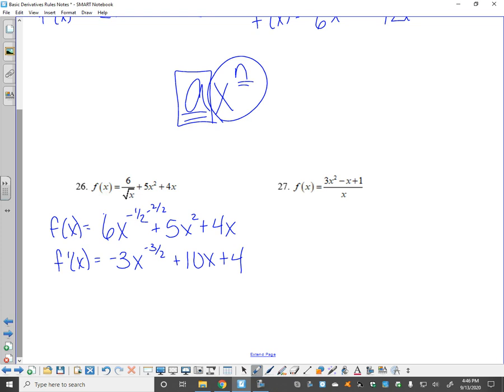Okay, 27. 27 does not fit into that box. You cannot apply the power rule when you have a numerator and a denominator with x's in both. But you can separate this. So guys, this is one of the biggest ones that people forget to prep first. If you are dividing by a single term, pull it apart. So that would give me 3x minus 1 plus 1 over x.